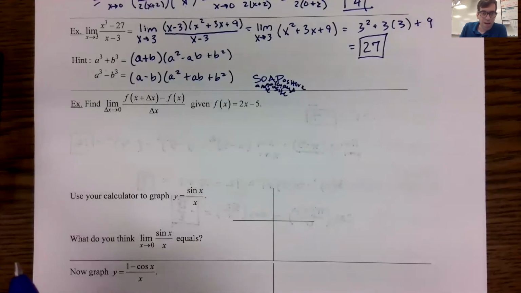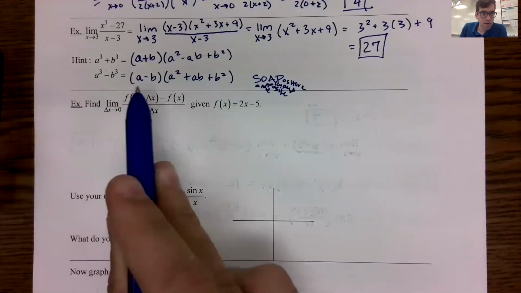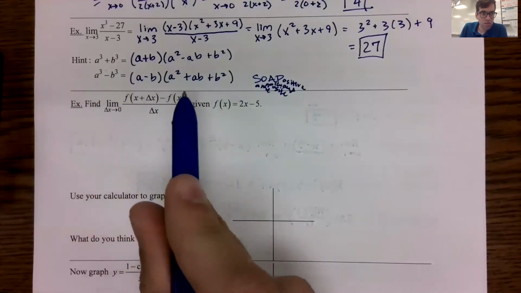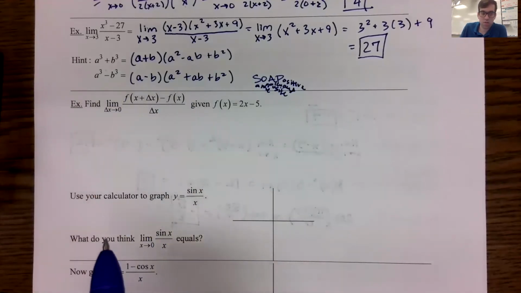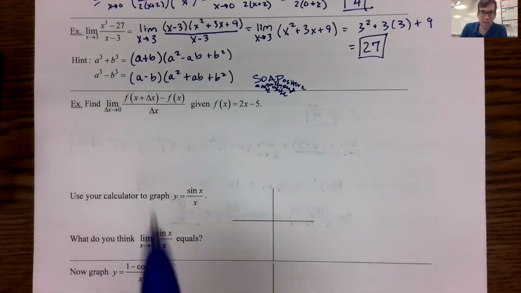And if we have f of x equals 2x minus 5, you might recognize this as a difference quotient, right? We first cover this in honors pre-calc, and then you cover it again in calc AB, and now we're covering it again.